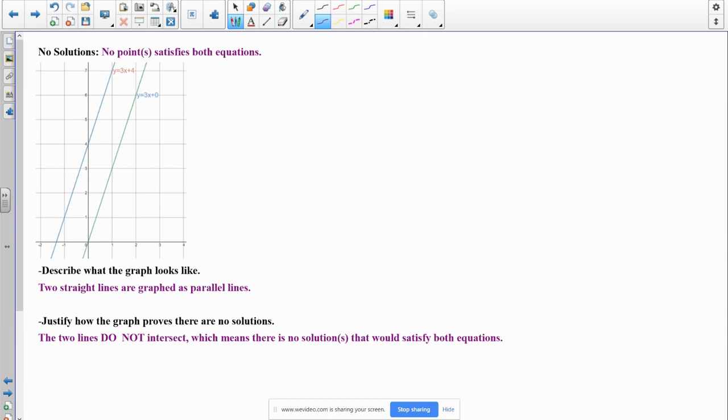So how do I justify that there's no solution? Well, since the two lines do not intersect, that means there's no solution, or nothing that intersects, and no points on both lines that would satisfy both equations.